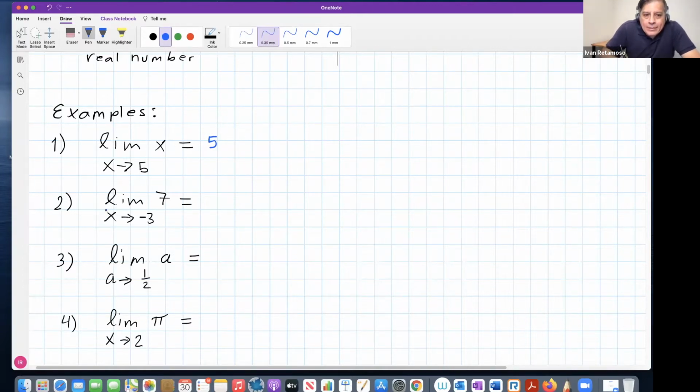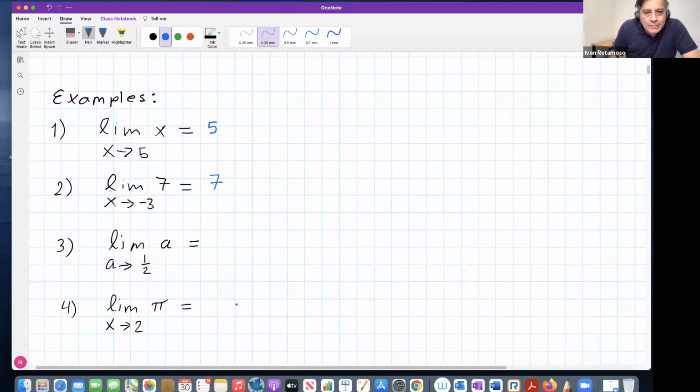Now, what about this other function? The limit of the constant function 7 as x approaches -3. Remember, the constant function never changes its value, not even when you take limits. So the limit of the constant function 7 as x approaches -3 should be just 7. Then I will give you some more exercises where you will have a chance to practice.